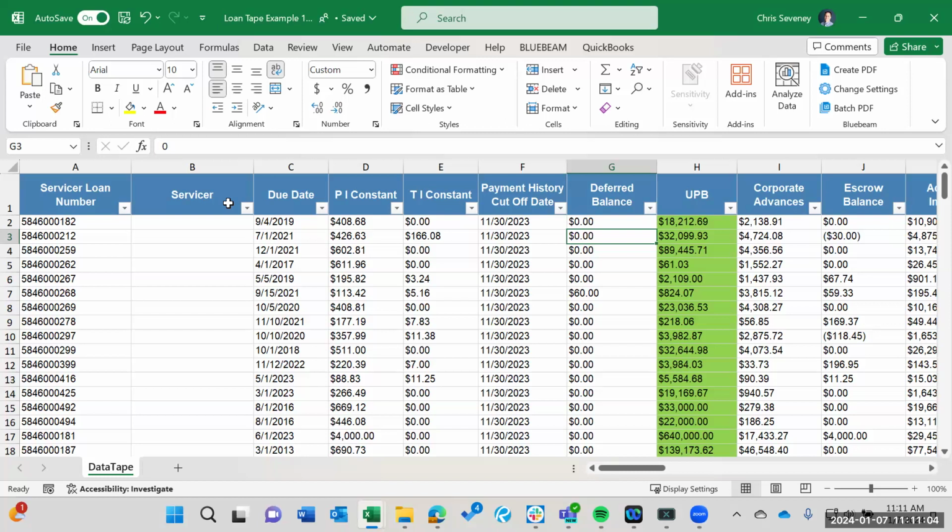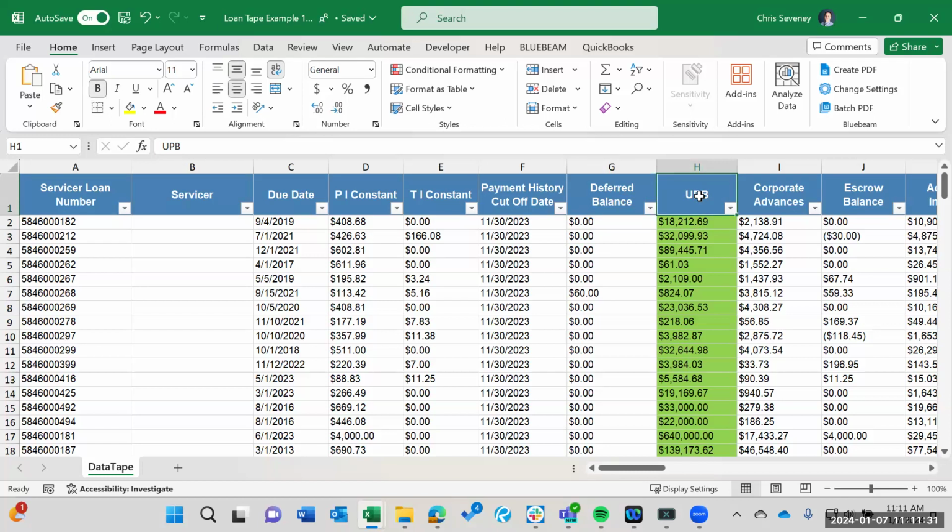Deferred balance. Deferred balance is the amount of money that is being deferred, meaning it's not being charged interest on it and is due at a period of time, which is a balloon date. So that's important to understand. Usually the deferred balance comes into play when there was some type of modification.